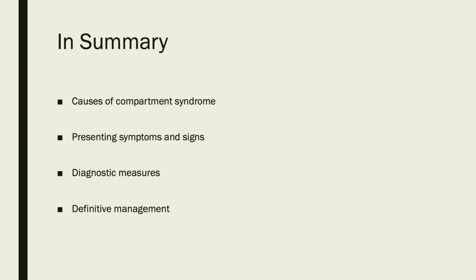So in summary, we've talked about the causes of compartment syndrome. We talked about some of the presenting symptoms and signs, that pain is an early sign and the pain is out of proportion to the injury sustained, and that paresthesia may also be an early presenting sign. We've talked about diagnostic measures using the slit catheter, and we talked about delta pressures, and we talked about definitive management in several of the compartments, such as the forearm or the limb, that may occur.